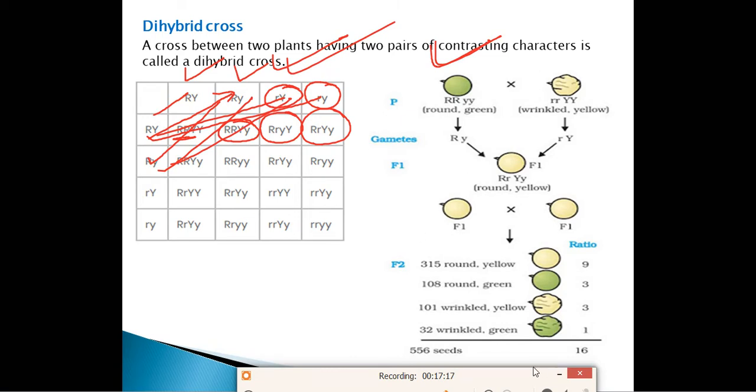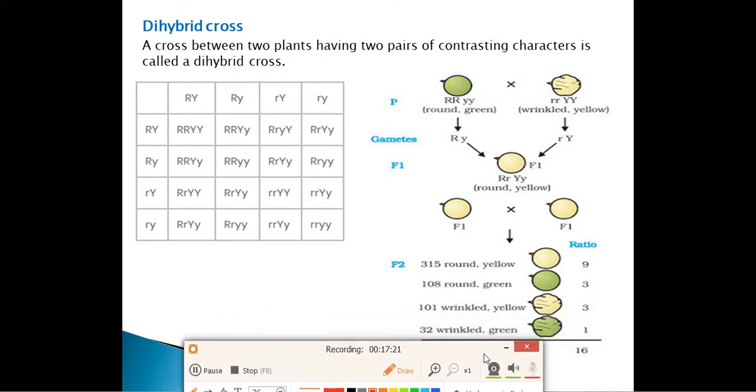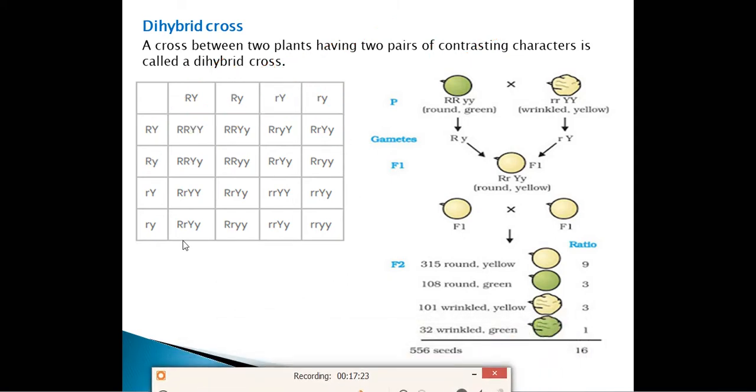A detailed video I have already uploaded in the playlist of class 10. You can go and check that, and you can see that in this one all the seeds are round and yellow in color. Over here also the seeds are round and yellow in color.